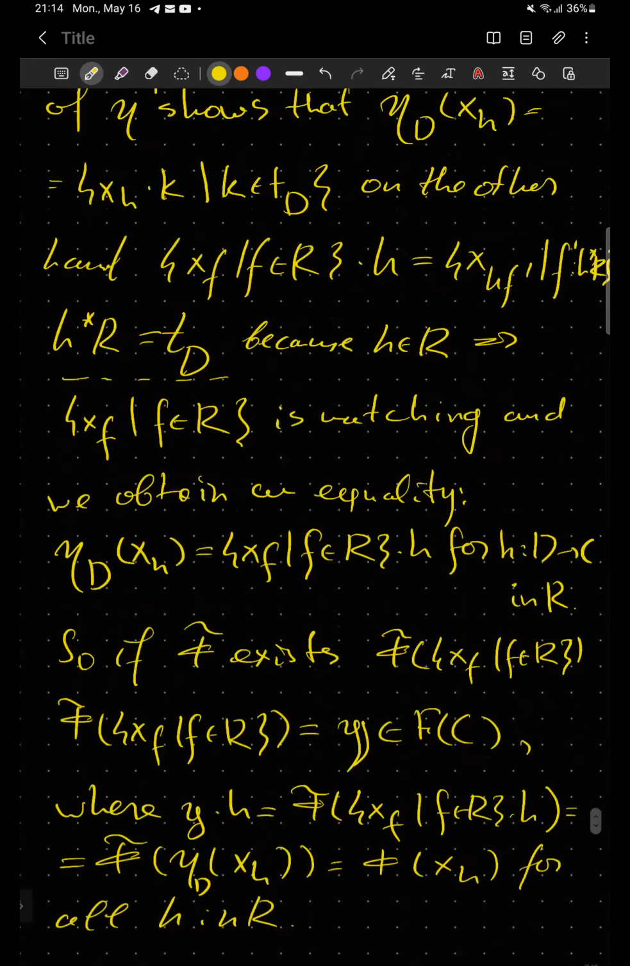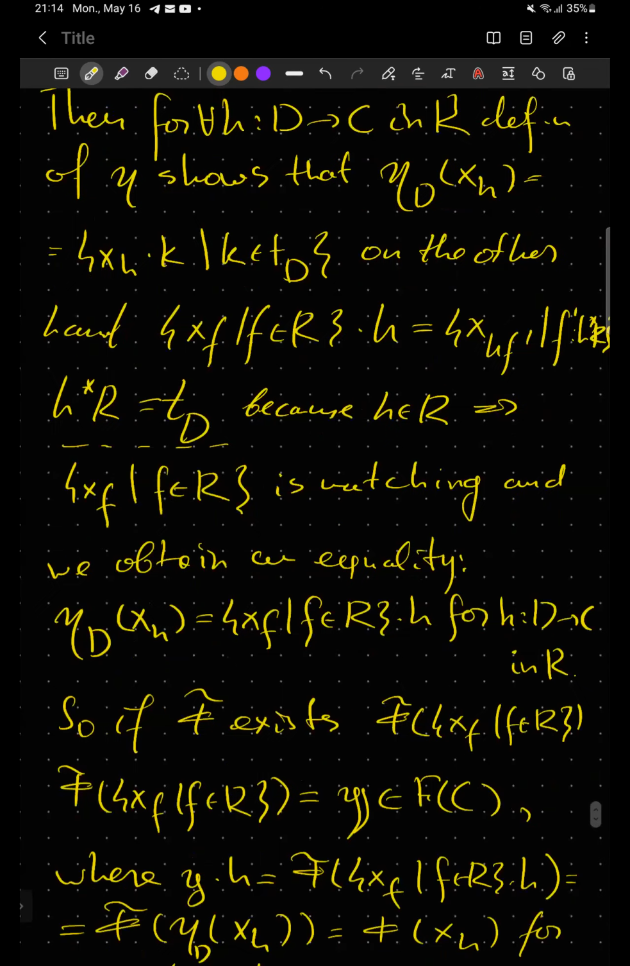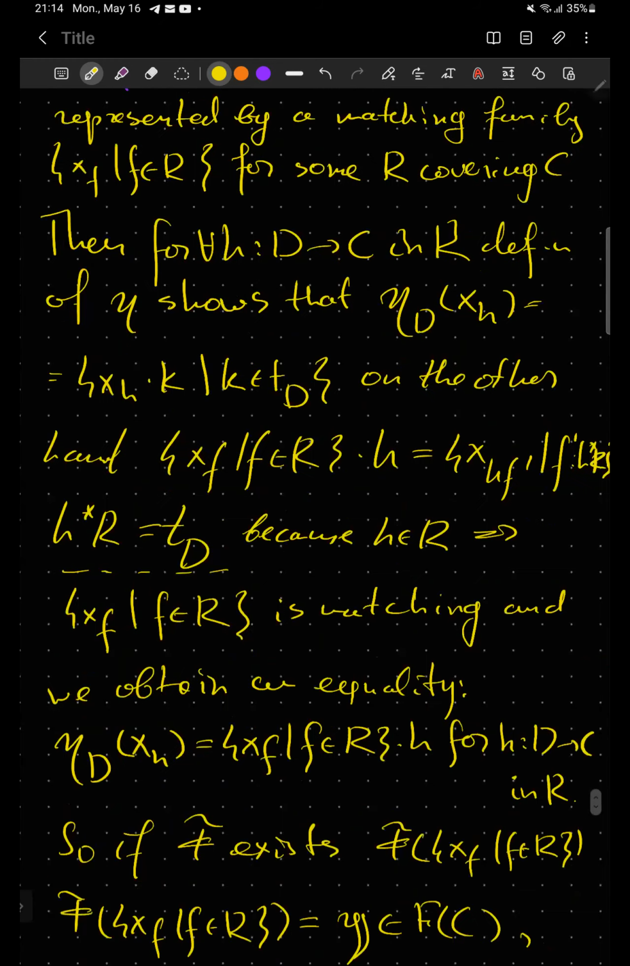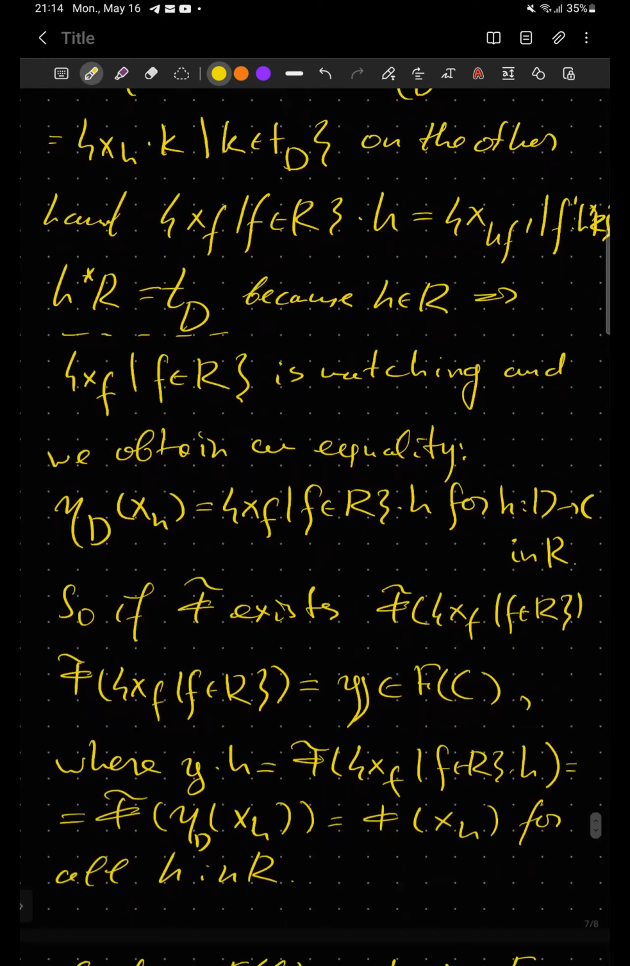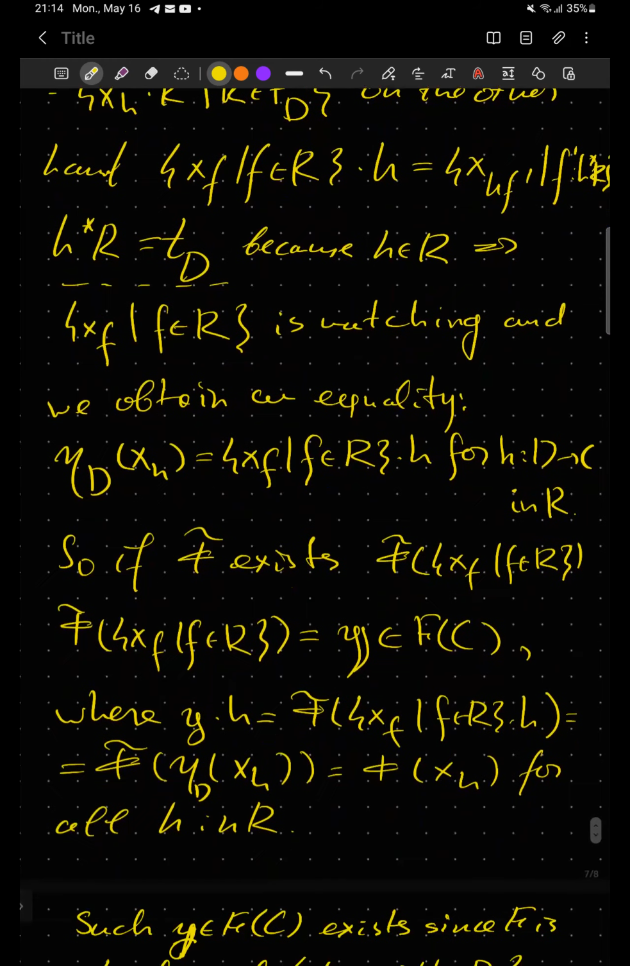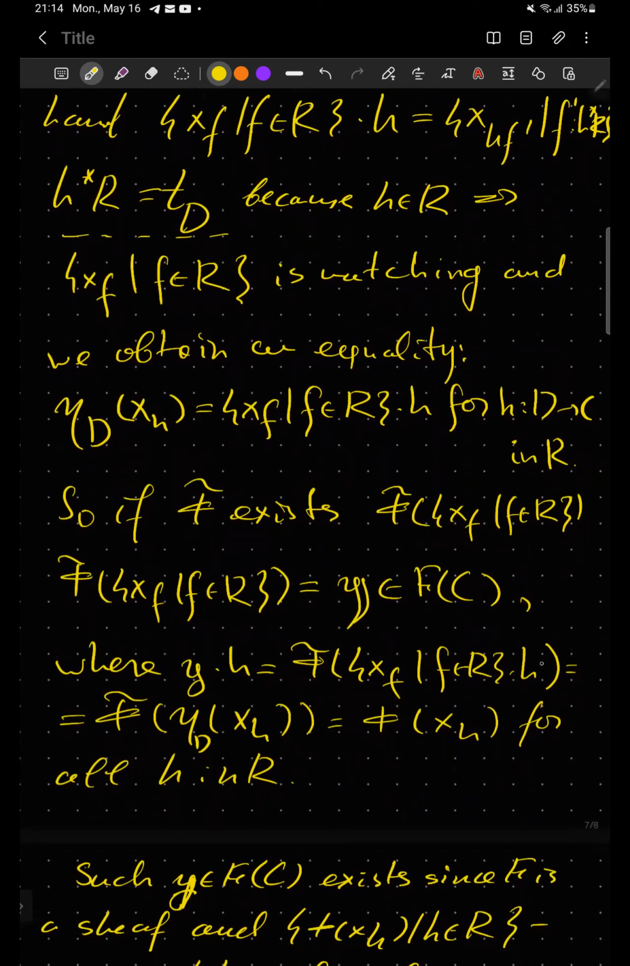Then we observed that if this map phi tilde, which was a map from P plus to F, exists, then we should have an amalgamation of a matching family into a unique element in F of C, such that the restriction along each h is the same as the restriction of this element along h. In turn this should be the same as the restriction of d of x h, because we observed this earlier. And thus this in turn is the same as phi of x h for all h in R.